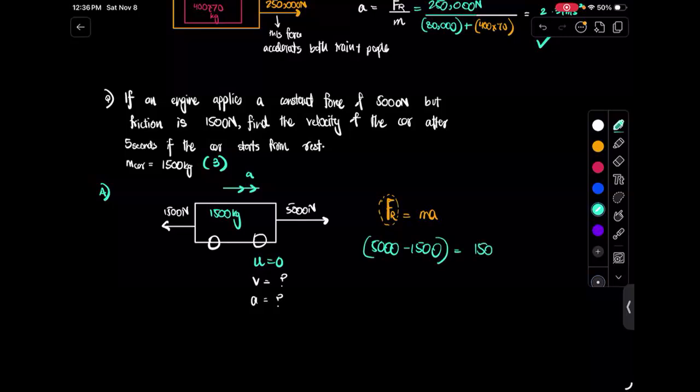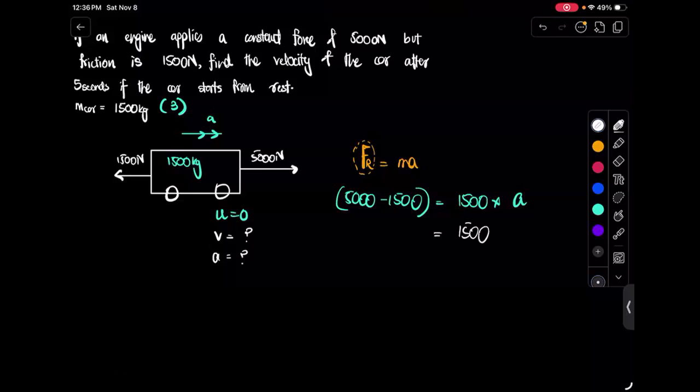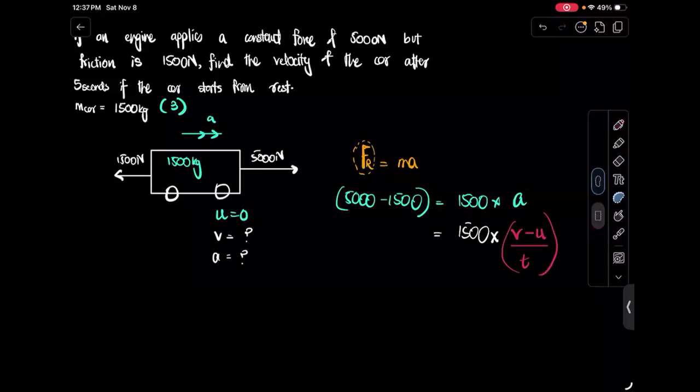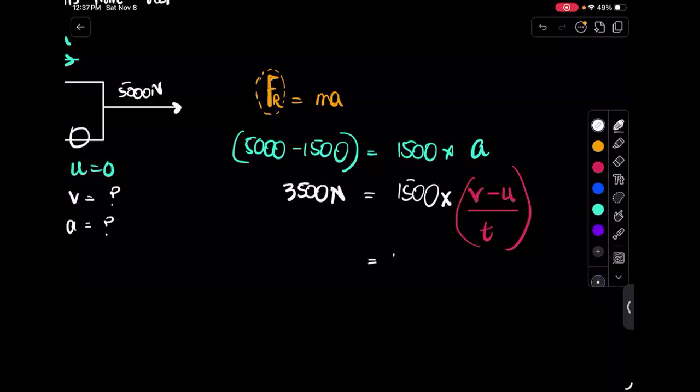We already know what M is, 1,500. What is A? We don't know. And we want to find out the velocity. So what if instead of A, we wrote V minus U divided by T? Isn't that also right? So this just becomes 3,500 newtons. And what is V? That's what we want to find out. So 1,500 into V, and U is 0. How do I know that U is 0? Because it starts from rest.